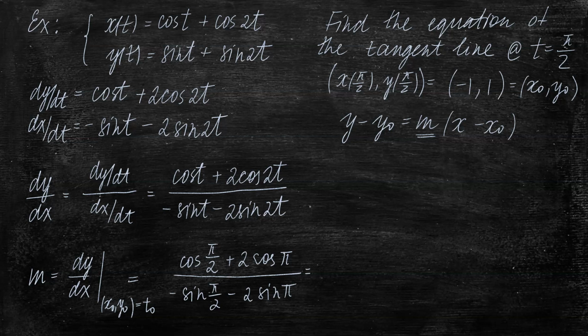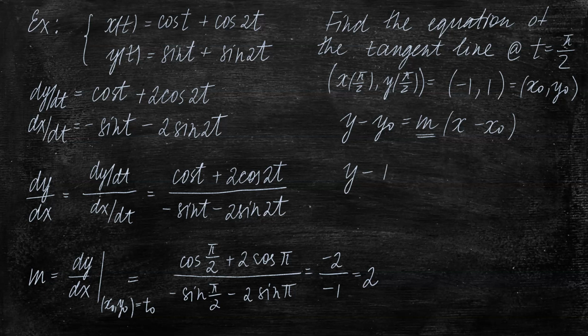And now let's evaluate this. Cosine of pi over 2 is 0. Cosine of pi is -1, so we have -2 on top. Negative sine of pi over 2, that's -1, and sine of pi is 0, so we get -1. So the slope is actually 2, and now we're finishing it off by plugging everything into this point slope formula.